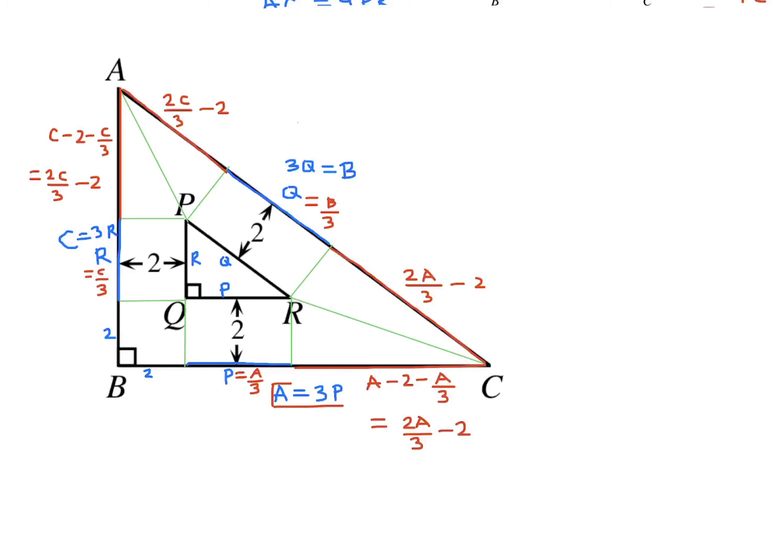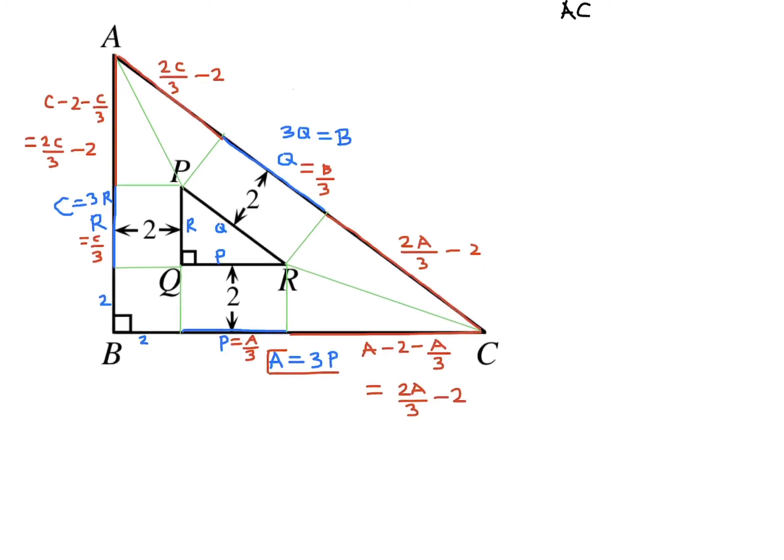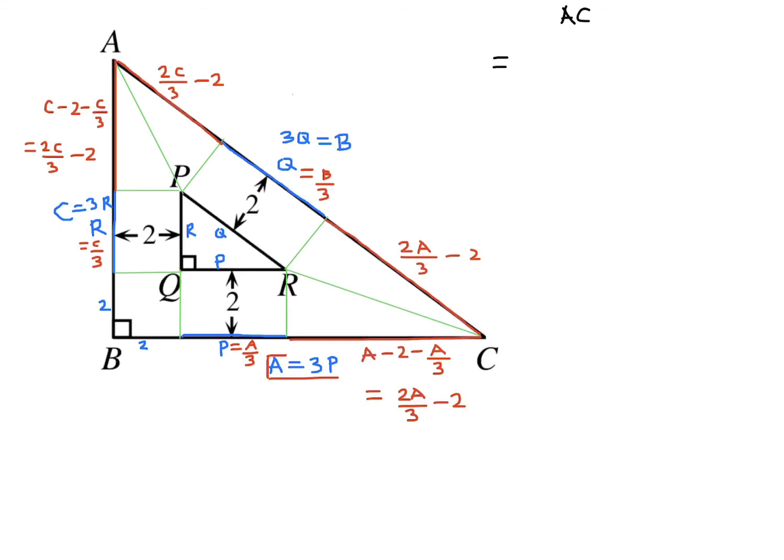All right? So now I want you to look at AC. From A to C, that big long hypotenuse. AC is equal to this guy, 2C over 3 minus 2, plus that one, plus B over 3, plus this one right here, 2A over 3 minus 2. And that is equal to AC, but AC we had labeled originally as B. So there you go. That's our equation.